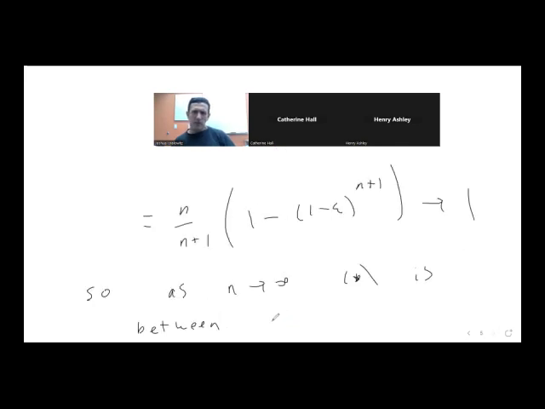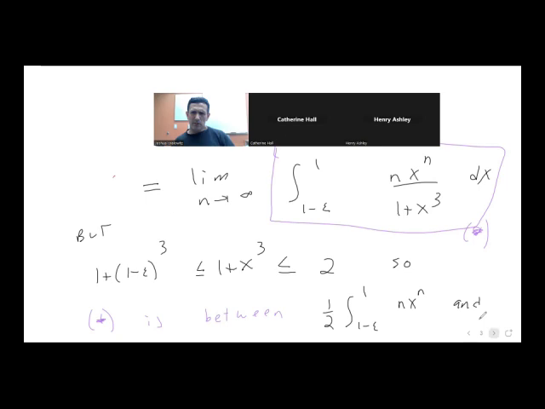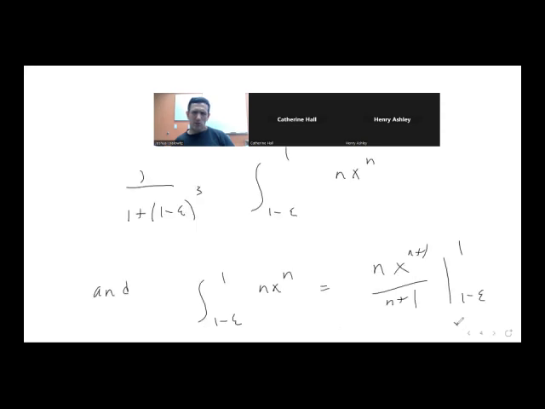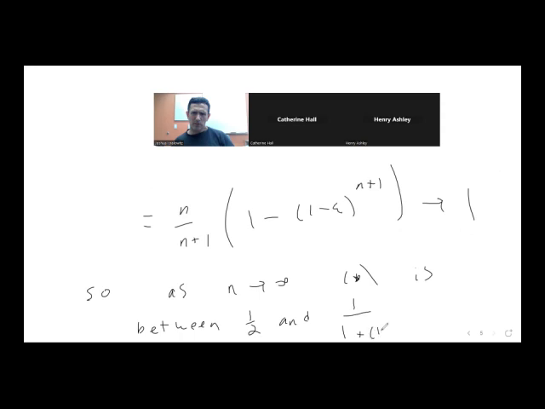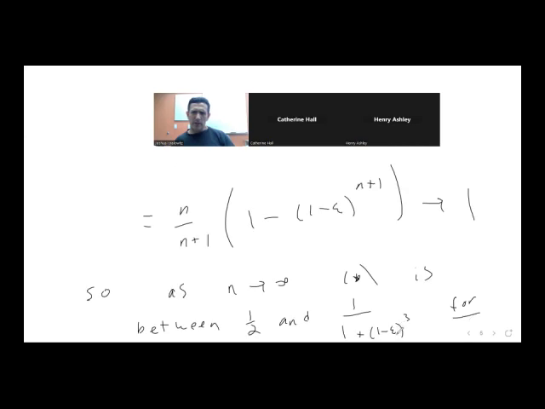But as n goes to infinity, star is between, well, because the limit of the integral is 1, 1/2 and 1 over 1 plus (1 minus epsilon) cubed. Nothing special about epsilon. It's got to be 1/2. Again, epsilon, the idea is that it's really small.